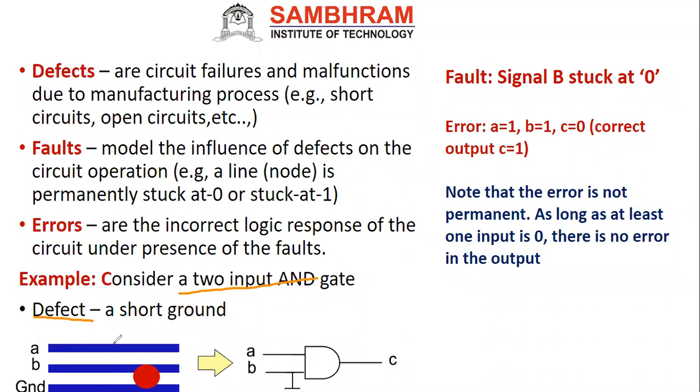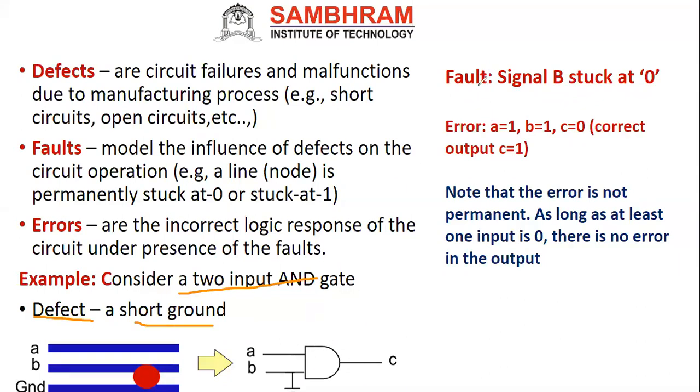Because you should think this is nothing but your layout. Assume this is the layout actually. So now B and the ground, see what happened? It is short circuited. So I can say it is like a short to ground. See, B is shorted to ground actually. So I can say it is defective.